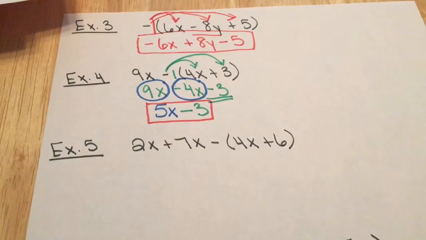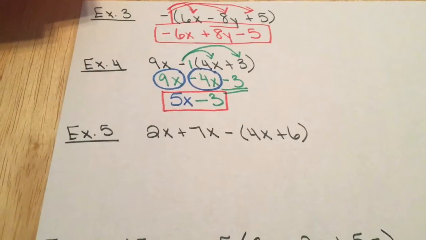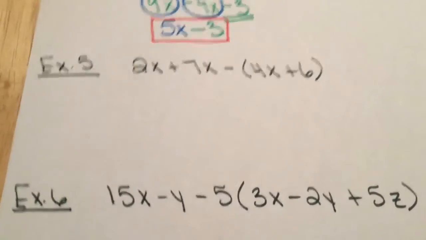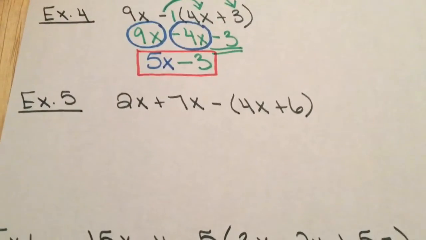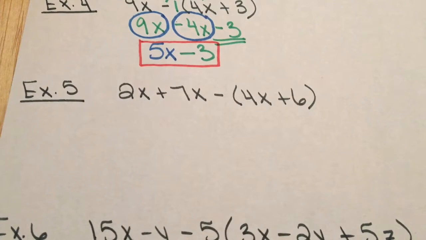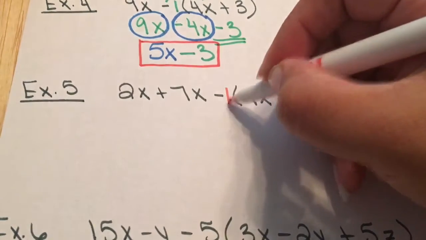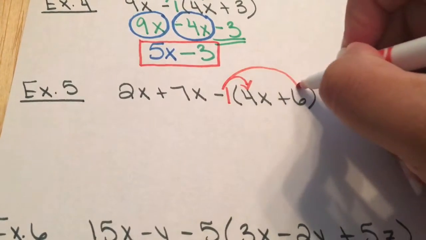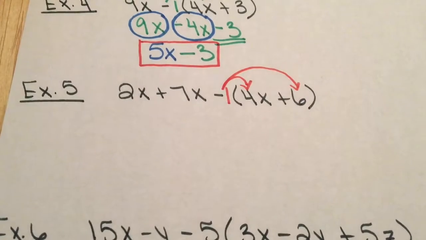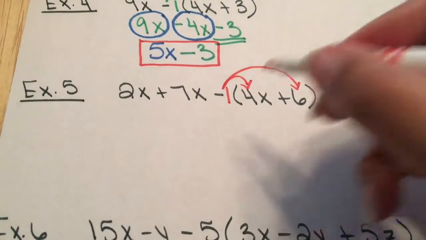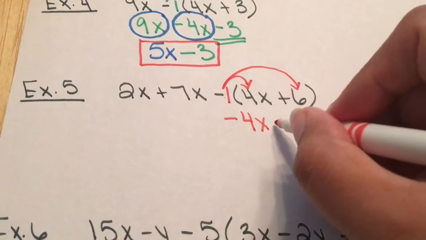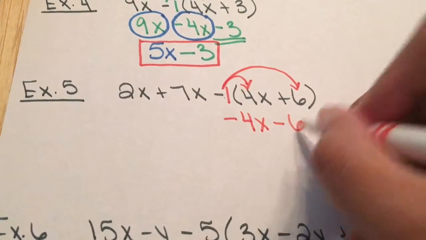Now, let's try one a little bit tougher. Let's look at example 5. So on example 5, we can see that we have 2x plus 7x minus 4x plus 6. Again, we're going to start off with those parentheses. I know that I have a 1 in front, and I'm going to multiply to remove my parentheses first. So negative 1 times a positive 4x is going to be a negative 4x. Negative 1 times a positive 6 is going to be a negative 6.